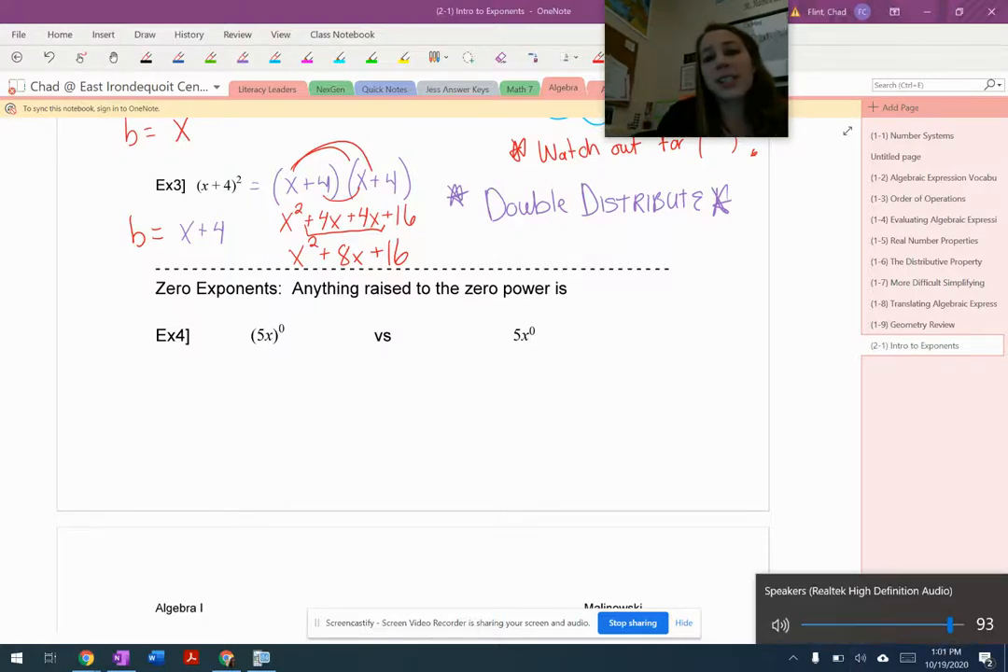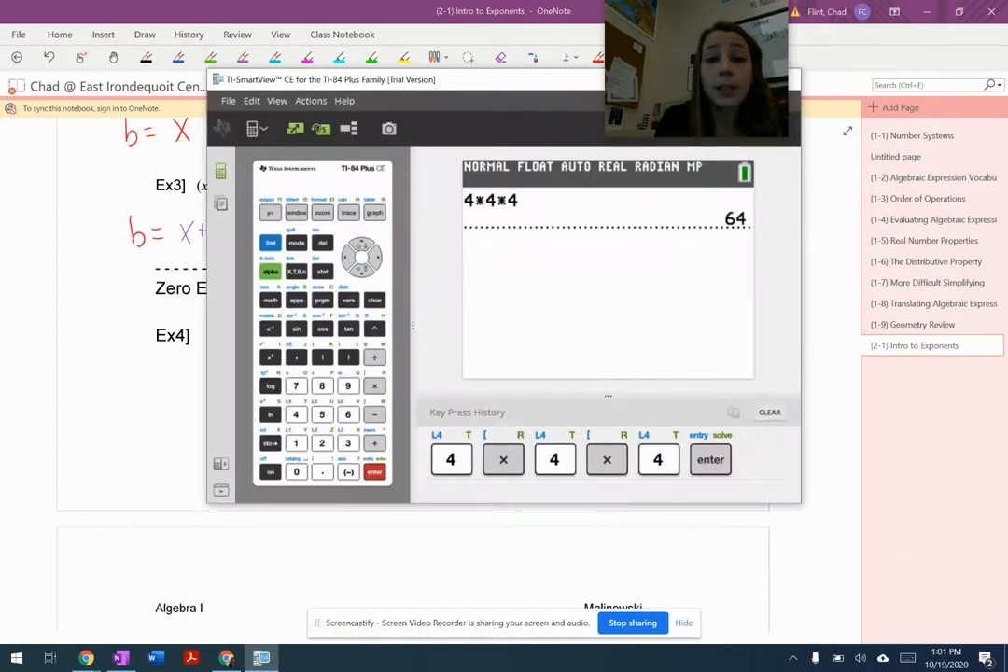Okay, so this is the last example for Algebra 2-1, Intro to Exponents. And this one has to do with zero exponents. This is something that you should never get wrong, because you can always plug something into your calculator to the 0 power and see what it gives you.